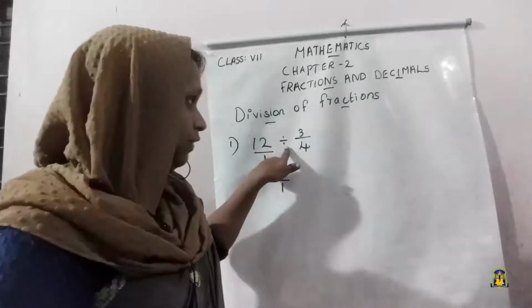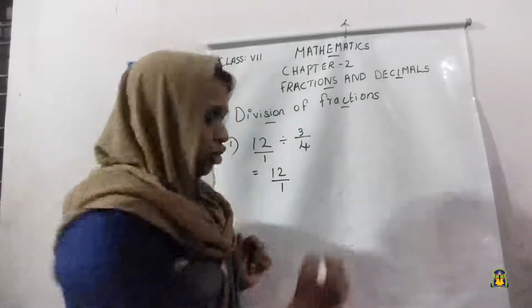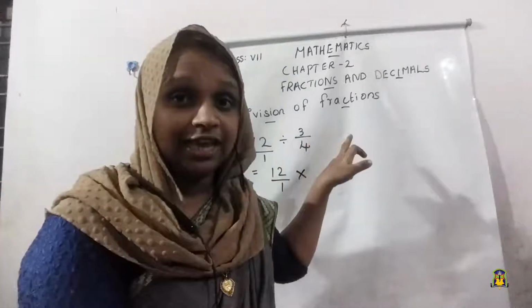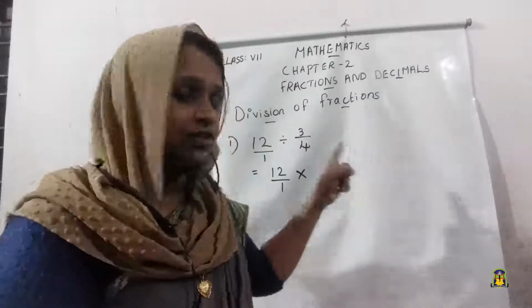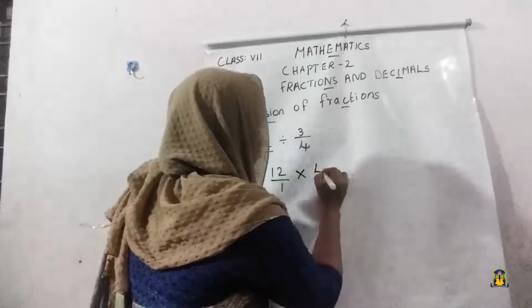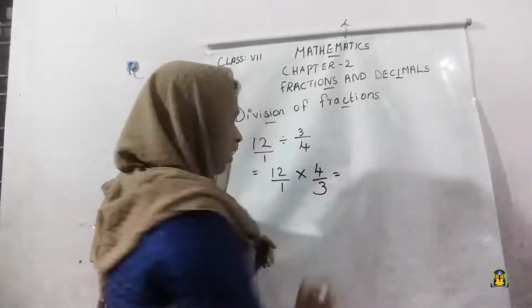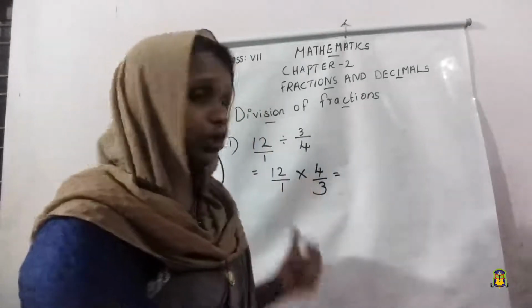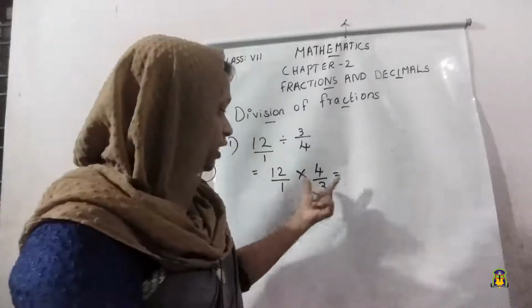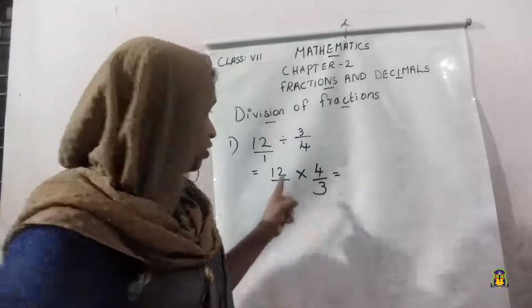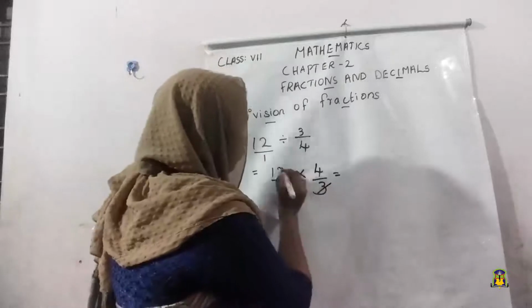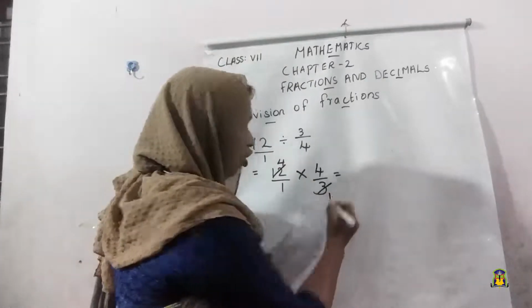Then, division changed to multiplication, and we want to take the reciprocal of the next fraction, that is 3 by 4. Reciprocal of 3 by 4 is 4 by 3. Okay. Now we want to check whether it is possible to reduce, before doing the final calculation. Here it is possible to reduce? Yes, because 3 and 12, they are factors. So 3 into 4, and here 3 into 1.